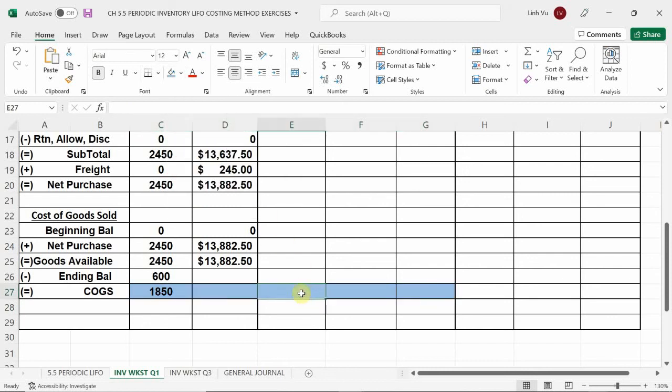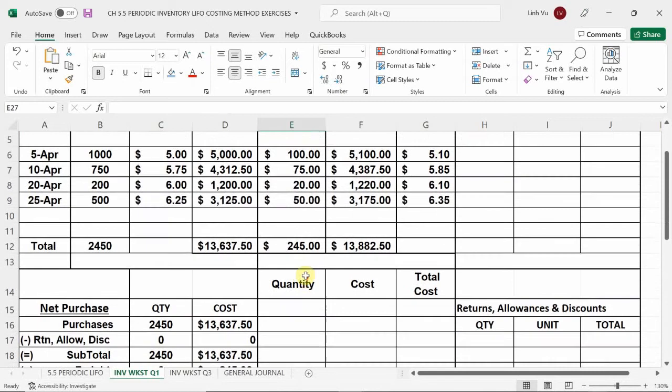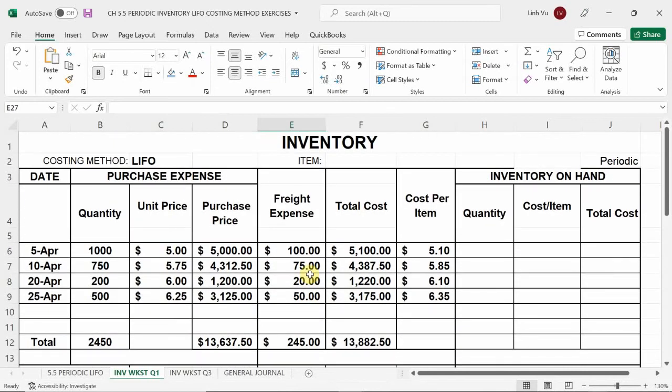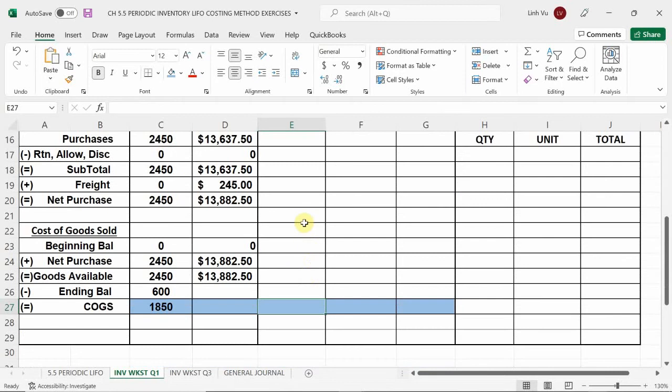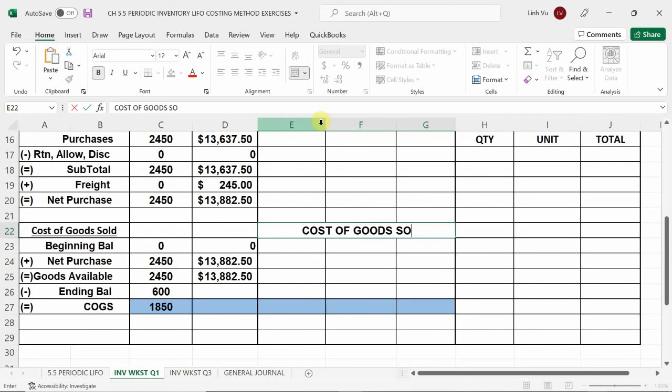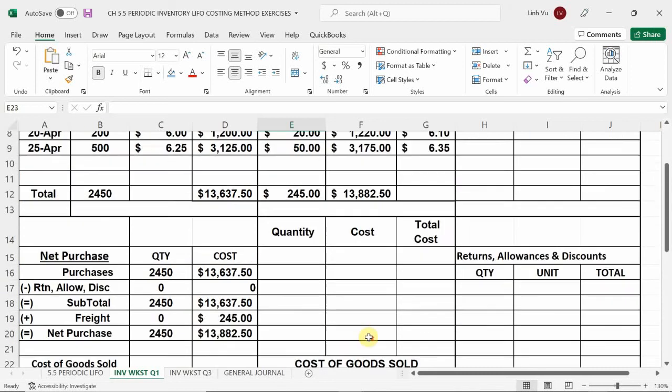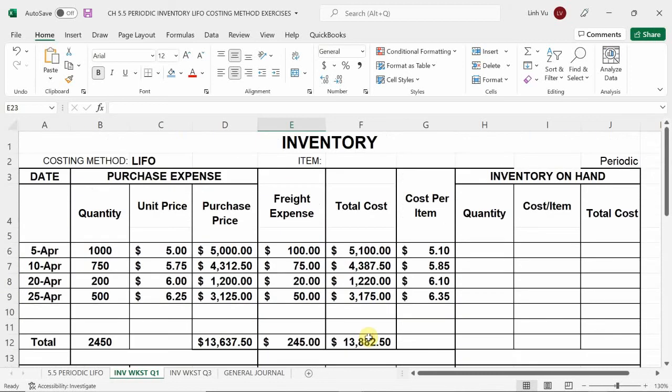So in this case, right, I need to tally up my totals to figure out how much it cost me to sell these items. So if you want to create your little small table, you can, okay? I'm going to name this cost of goods sold. Right? And we're going to go ahead and tally up our totals. So in this case, right, now we are using LIFO. Okay?